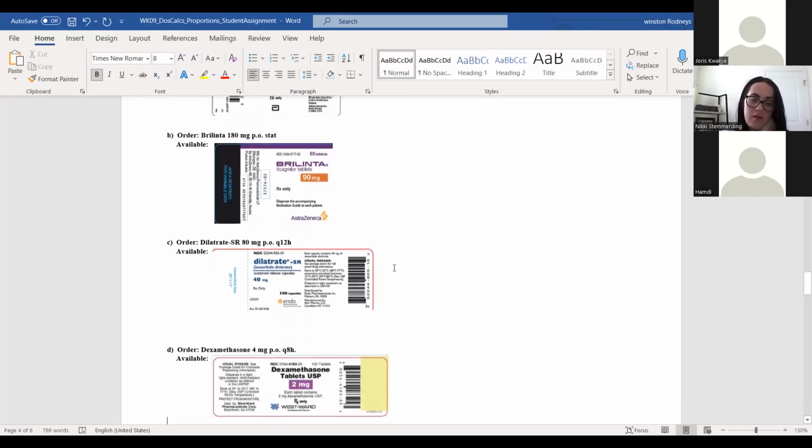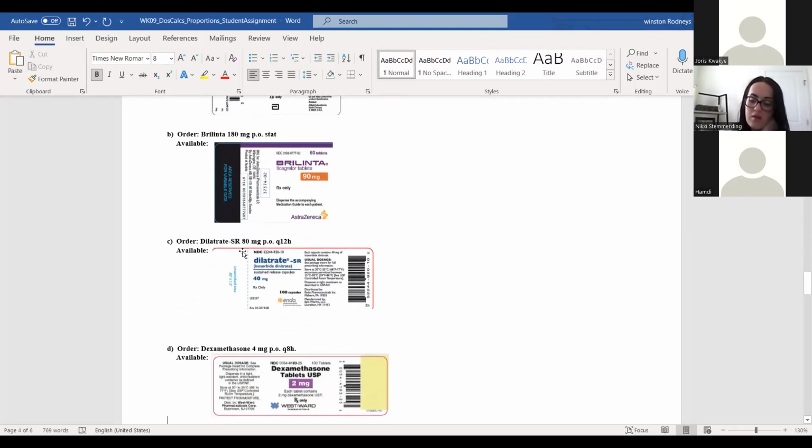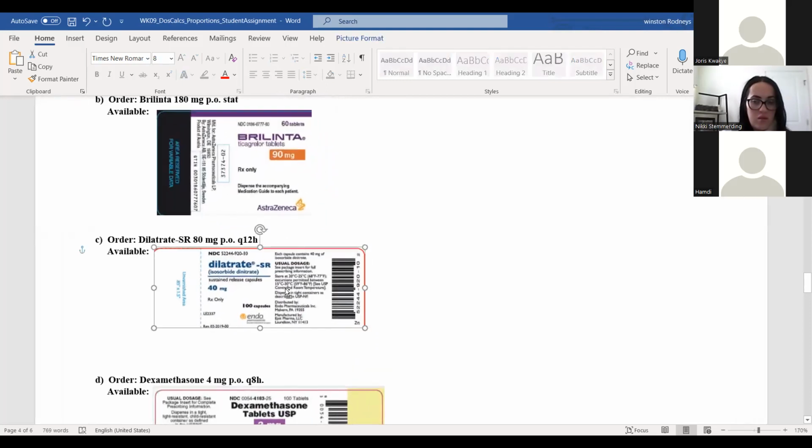This one says take 80 milligrams every 12 hours. But these are 40 milligrams, right? So you're going to have to take 2 of them every 12 hours. Every 12 hours, you take 2 of them, because you need to take 80 and you have 40 on hand.